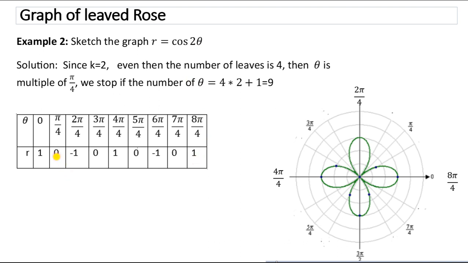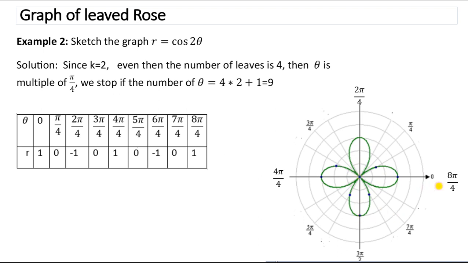The pattern is 1, 0, minus 1, 0, 1, 0, minus 1, 0, 1. This pattern, because r equals cosine, is symmetric about the x-axis, the y-axis, and the origin.